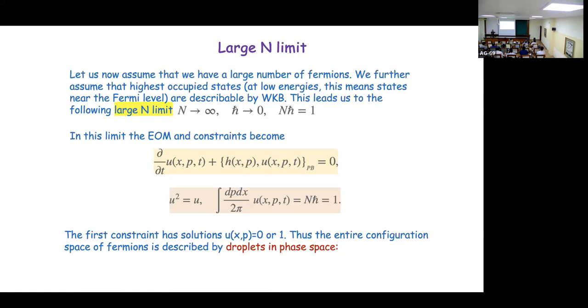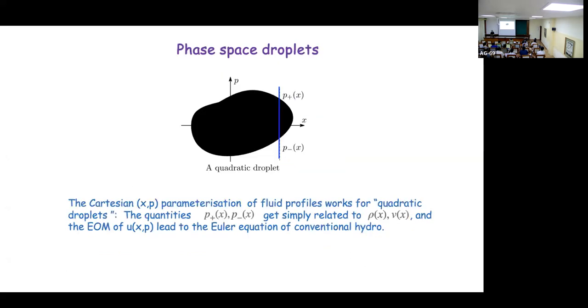Of course, this is a Fermi fluid. This has to be droplets, etc. So this is really the derivation of the droplet. And here is the order 1 phase space density that you mentioned, Sandeep. So that's the normalization. The first constraint has solutions u equal to 0 or 1. So that's how you get this droplet picture.